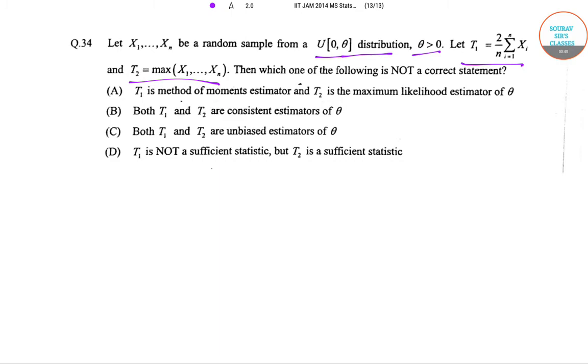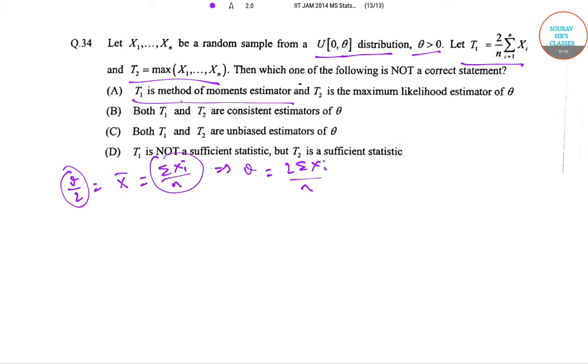Well, if we want to calculate the method of moments estimator, what is the mean of this U(0, theta)? That would be theta by 2, which is equal to x bar, which is summation xi by n. So using these two, we can write theta is equal to 2 summation xi by n. Thus T1 is the method of moments estimator.